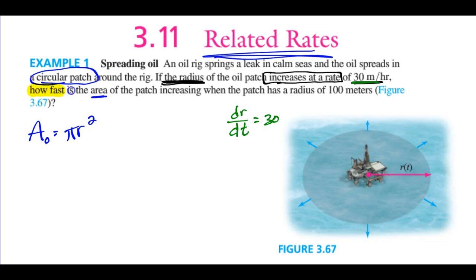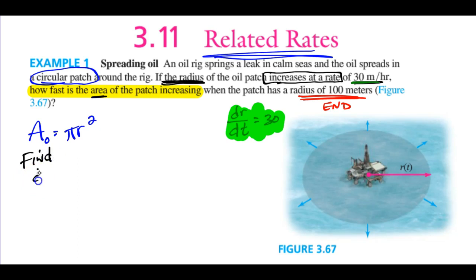And what we're looking for is how fast is the area increasing, given that this is the rate that the radius is increasing. And then they say at a specific time, when the radius is 100 meters out. So we'll plug this in at the end. We'll ignore that. We'll write this in general form. So they're asking us to find the rate at which the area is increasing. So we're looking for the change in area. That's the derivative of the area. So let's take the derivative.